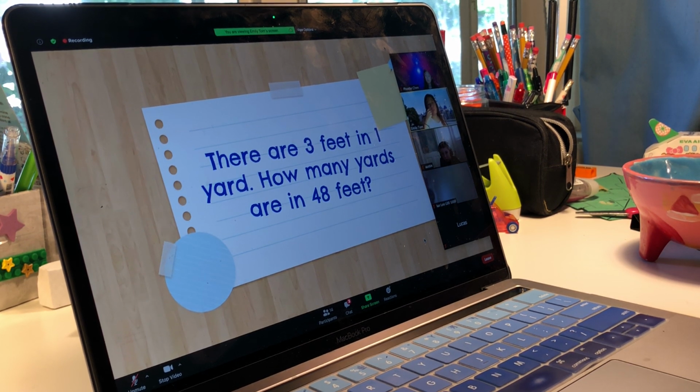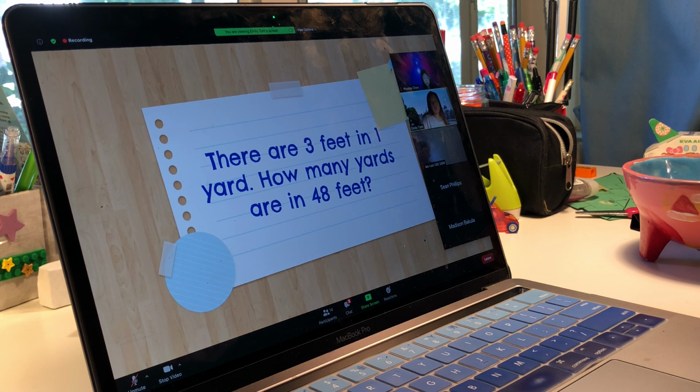Yard, how many are in 48? All right, what did you all get? 16. I got 16. Anyone else? Something different? Anyone?